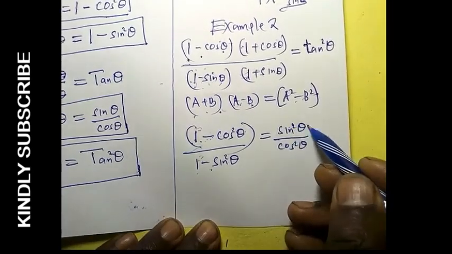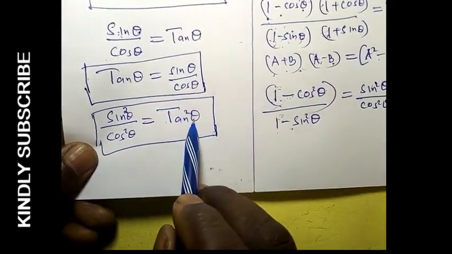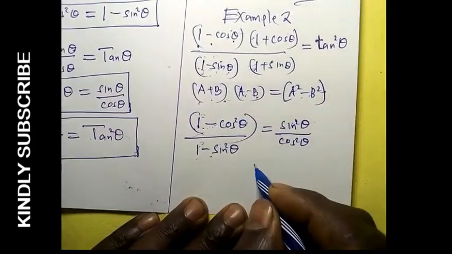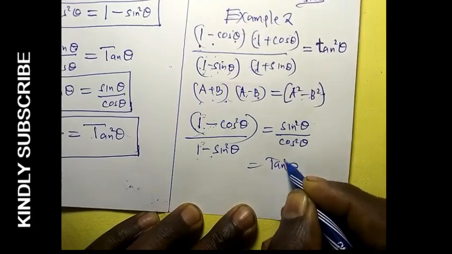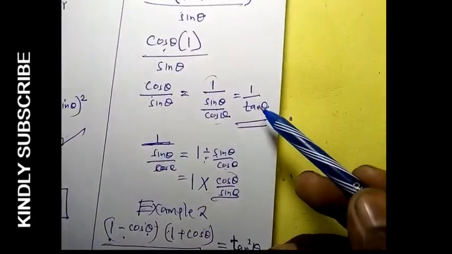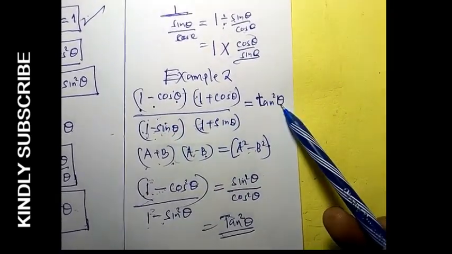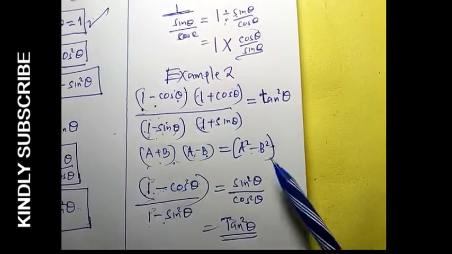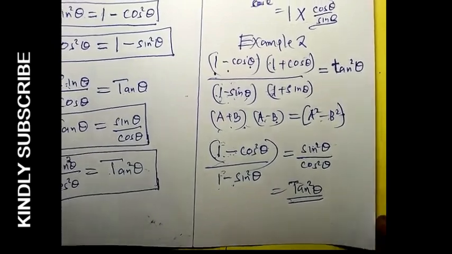What is sine square theta over cos square theta? It is tan square theta. So this one is tan square theta. And we were supposed to show that this equal to tan square theta. Very good. I hope you are enjoying this lesson.